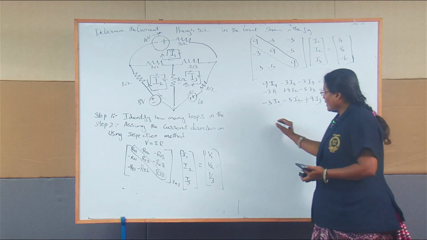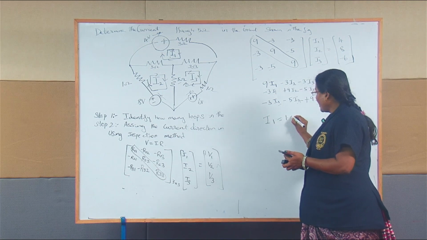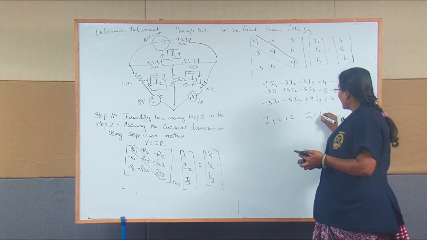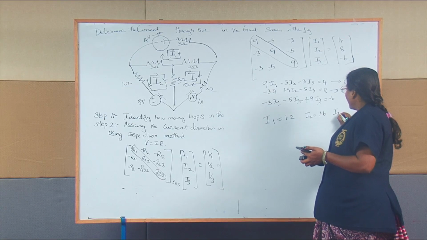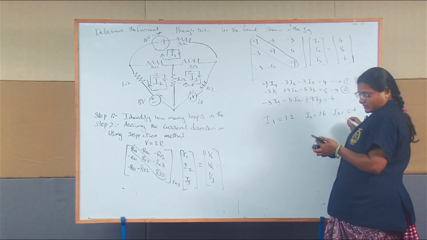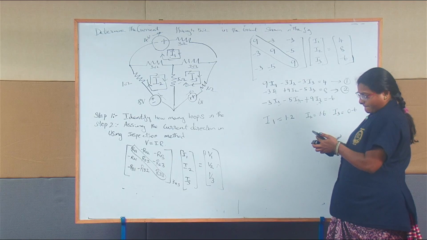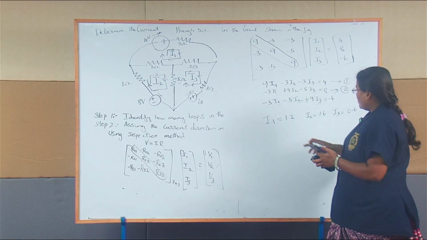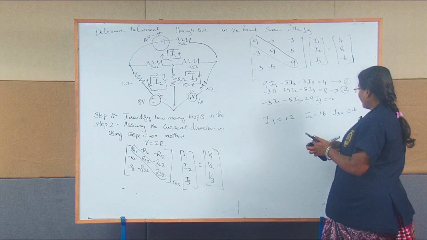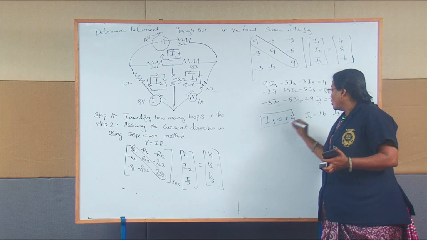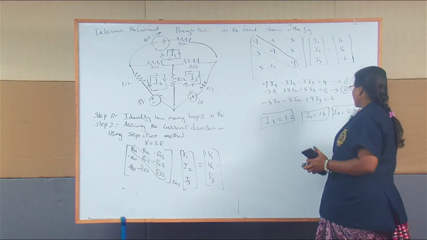So your I1 is 1.2, I2 is 1.6, I3 is 0.6. So I1 is 1.2, I2 is 1.6, I3 is 0.6. So I found my loop currents I1, I2, I3.